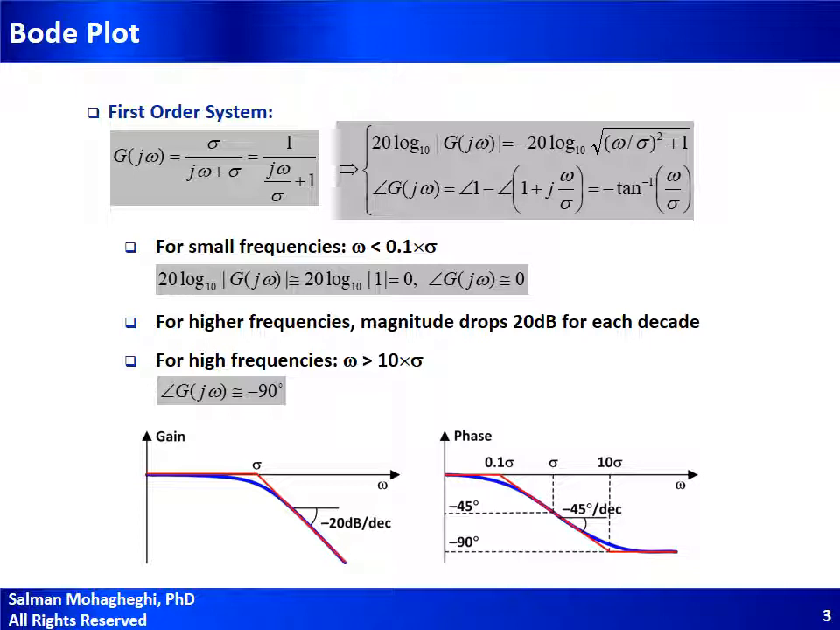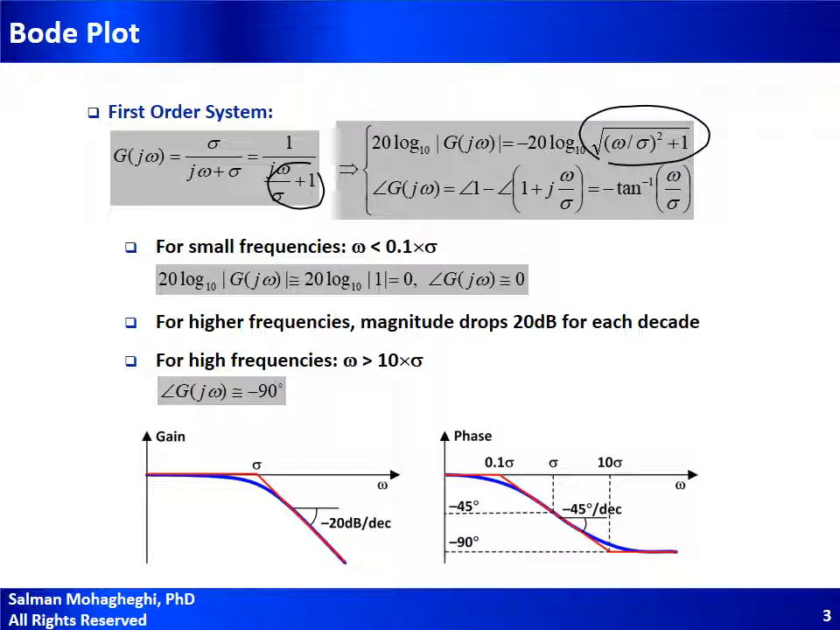Now for the Bode plot, I look into the magnitude and the phase angle of this transfer function. And you remember that for magnitude, I don't look at just the magnitude, I look into 20 times log of the magnitude, a quantity in decibels. So in this particular case, 20 log of g of j omega is going to be negative 20 log of square root of (omega divided by sigma) squared plus 1. Essentially this is the magnitude of the denominator, and the negative sign that you have in front of 20 is because this would be the denominator.